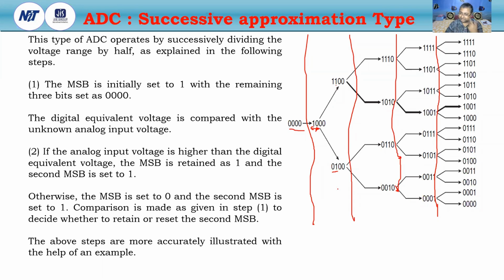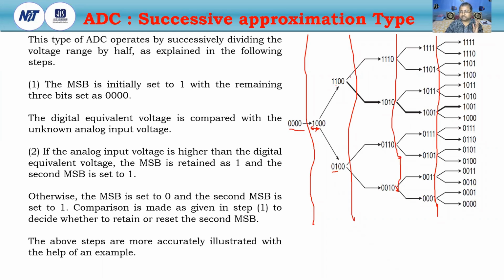Clear? I repeat again. This is the only trick. If the input voltage is greater than the reference voltage, then the next MSB should be 1. Otherwise, that means if less than, then interchange the last two MSB. So last two MSB means this.